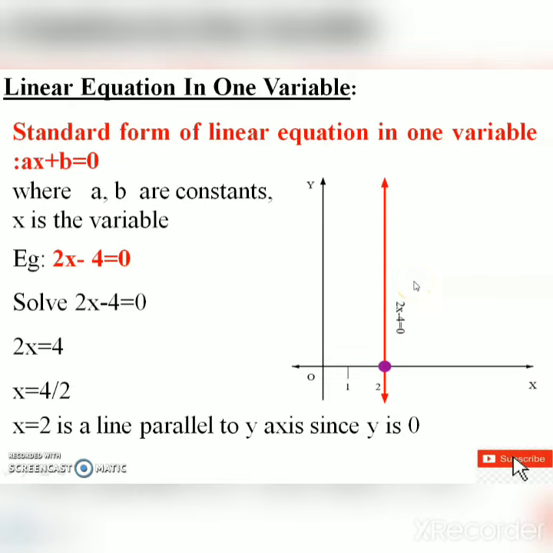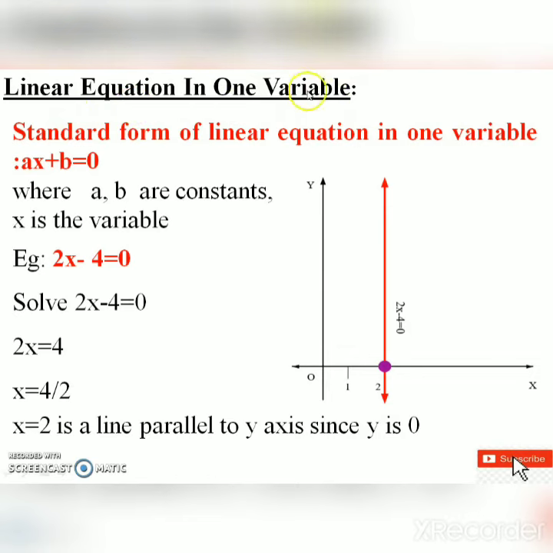In today's video lecture, we will discuss all the basic concepts of pair of linear equations in two variables. This concept will be useful for all the students of class 10th of ICSE, CBSE and SSE, and whoever wants to know about pair of linear equations in two variables. But before starting that, I would like to brush up the basic concepts of linear equation in one variable.